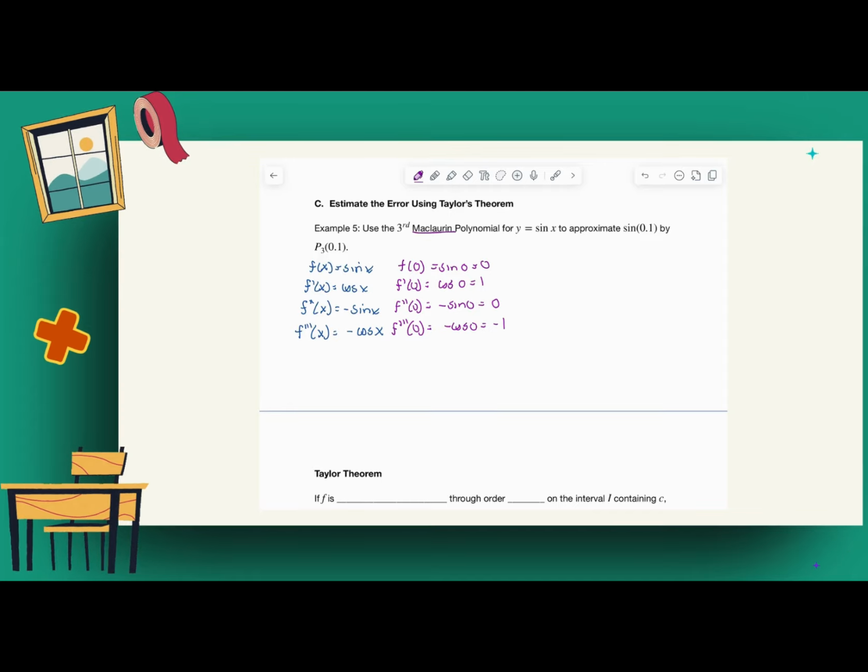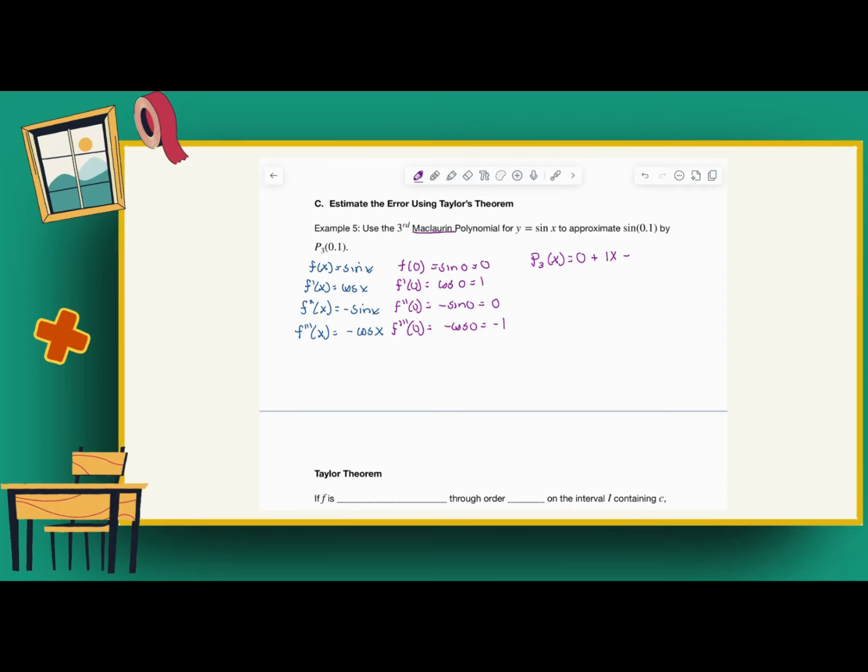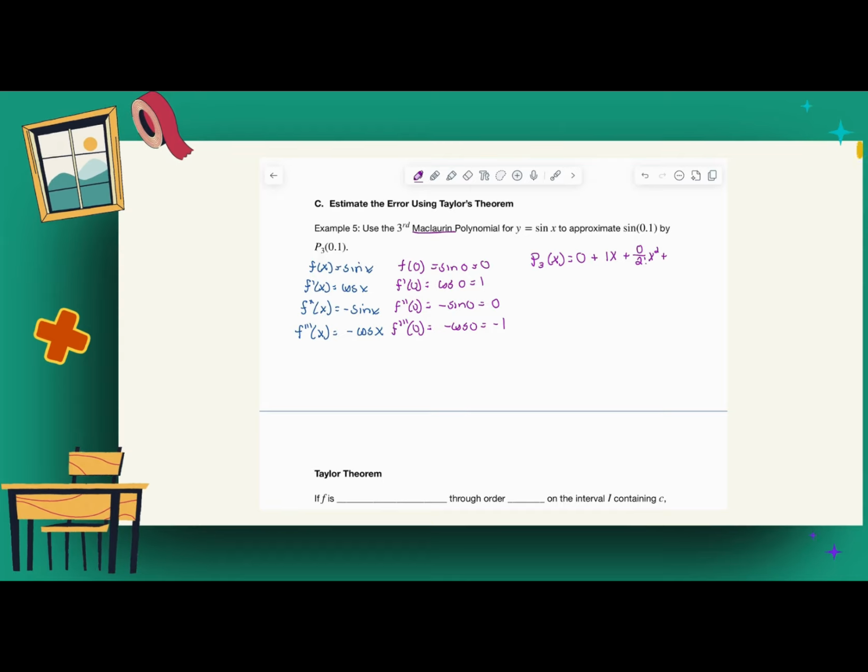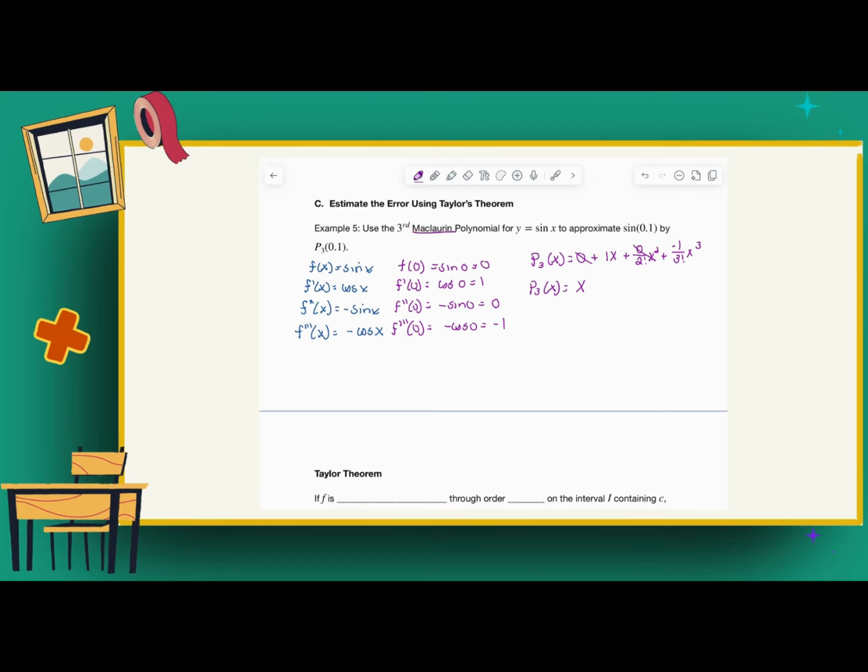So using our Maclaurin polynomial formula, I have P3 of x is equal to 0 plus 1 times x plus 0 over 2 factorial times x squared plus negative 1 over 3 factorial times x cubed. Simplifying that down, I have P3 is equal to x minus x cubed over 3 factorial, and 3 factorial is 6.